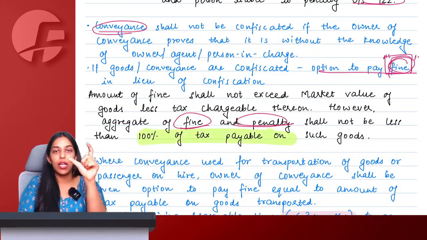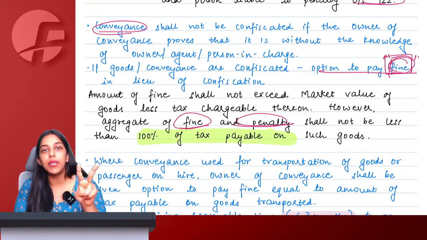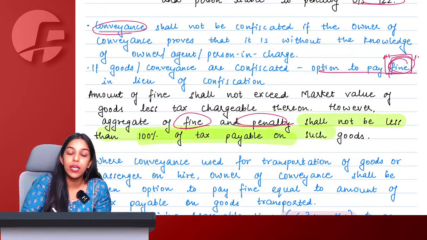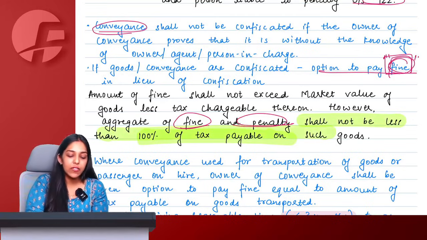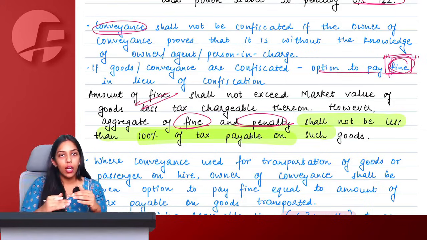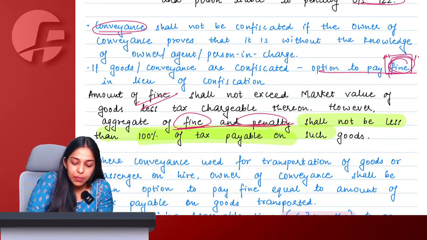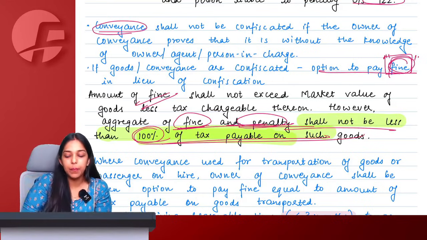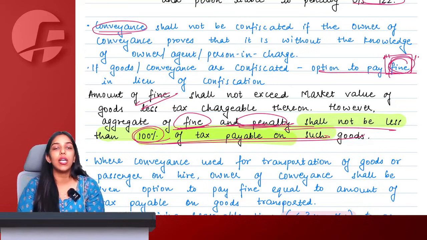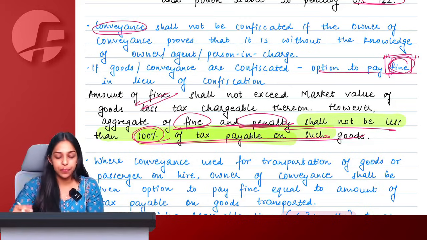Also they are saying that fine plus penalty should be at least 100% of tax payable. This is only the fine. Now fine plus whatever penalty is generally levied, both together should be at least 100%, not less than 100%. So even if this fine is less and the penalty is less and you aggregate them and it is not coming up to 100% of tax, the extra amount will be charged from you. Fine plus penalty both should be at least 100% of the tax payable on such goods if the person is not allowing confiscation and is paying some fine in lieu of confiscation.